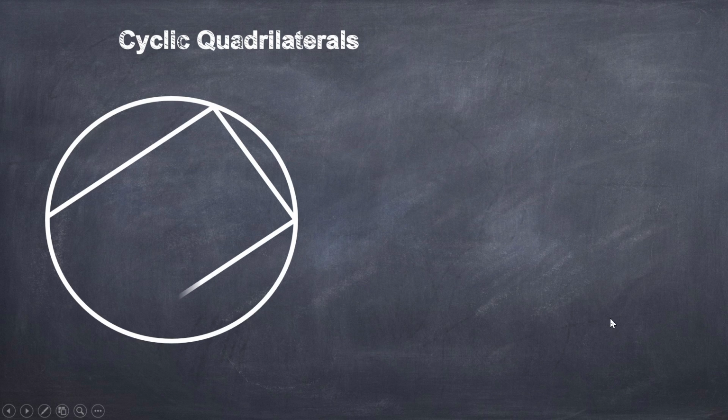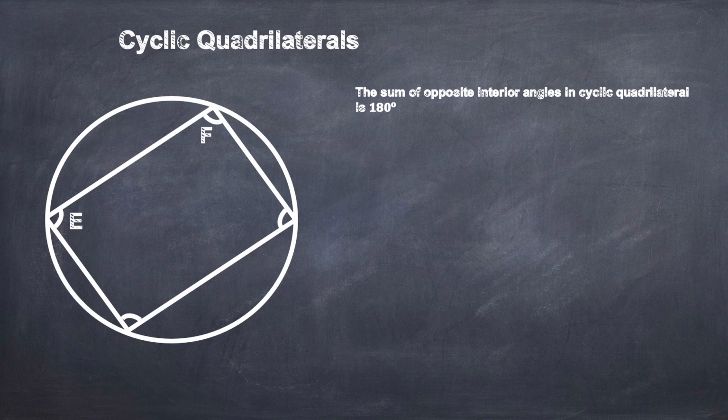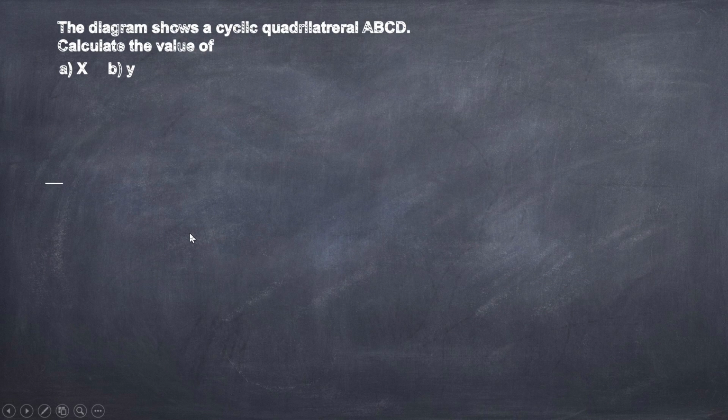Right, next. As you can see from these figures, the sum of the opposite interior angles in a cyclic quadrilateral is 180 degrees. Which means that angle F and angle H total 180 degrees, and also angle E and angle G total 180 degrees. So let's do a little bit of practice.